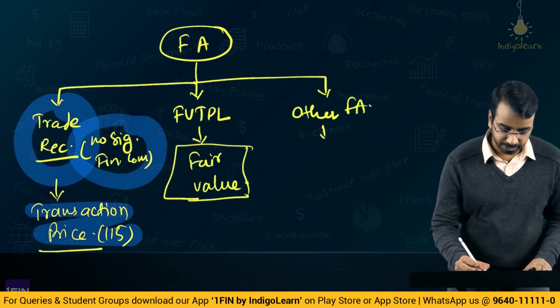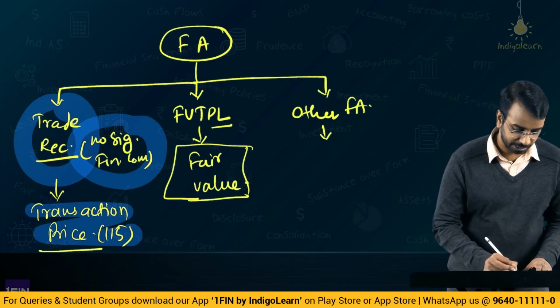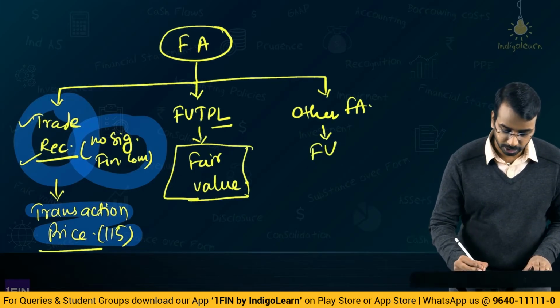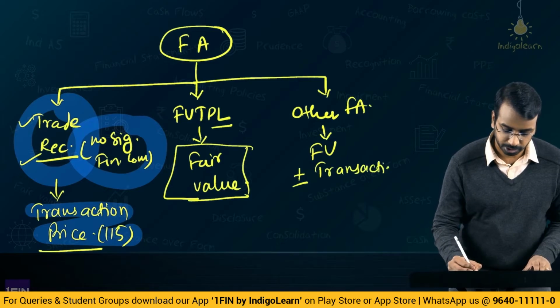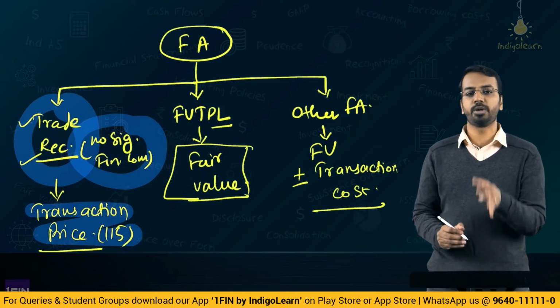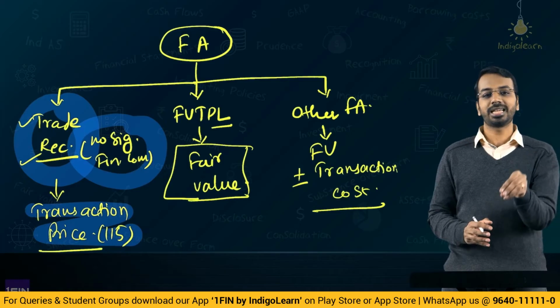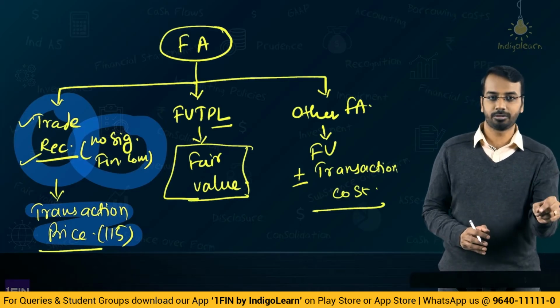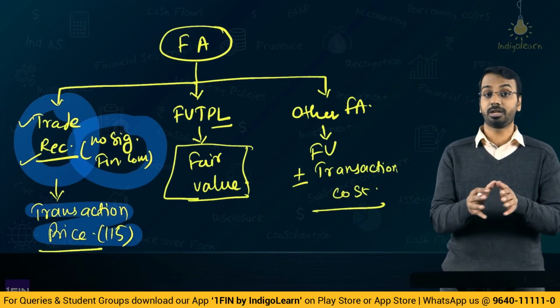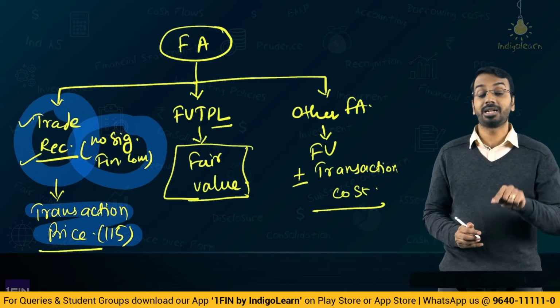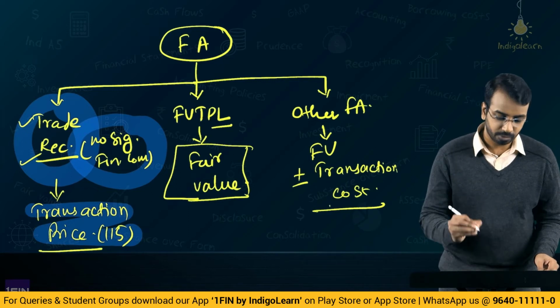Then coming to other financial assets which are not fair value through P&L and which are not this category of trade receivables, you will measure them at fair value plus or minus adjusting the transaction cost, okay. So, we will see on a case by case basis, we will take a lot of examples and understand how we handle this transaction cost. Let us say the entity is incurring some transaction cost while giving a loan, some kind of commission or some kind of legal charges incurred while a loan is being given, then that transaction cost will be added to the fair value.